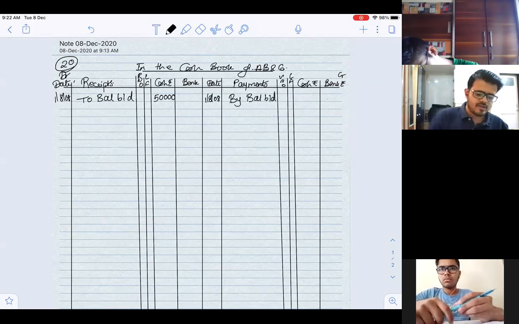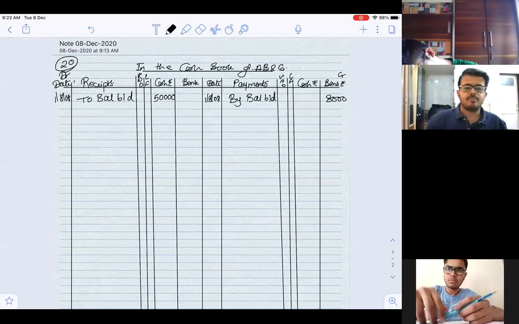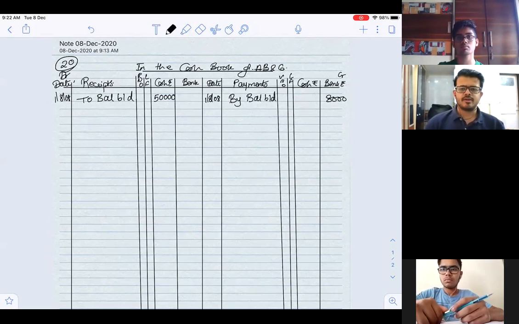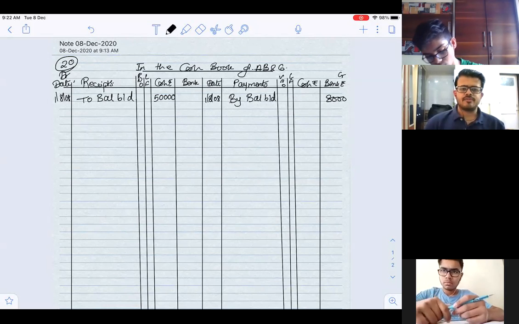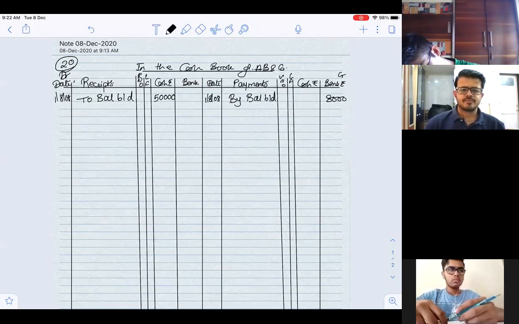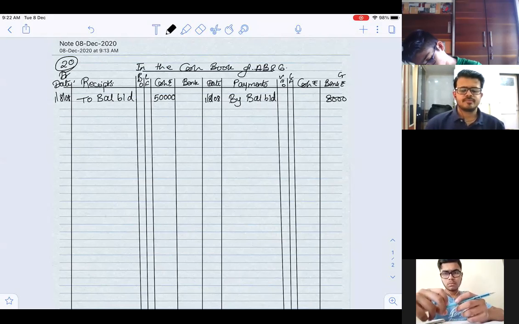Bank overdraft है ना? तो बैंक कॉलम it will be credit balance. अपना पैसा नहीं है, अपने को बैंक को देना बाकी है 8,000 rupees. So by balance BD in the bank column 8,000, to balance BD cash column 50,000. Okay. Next part.